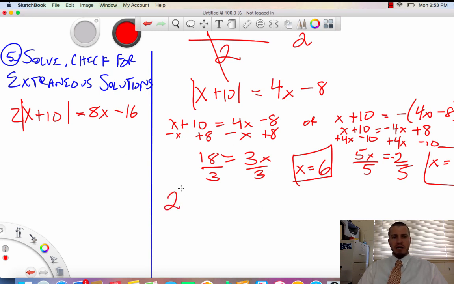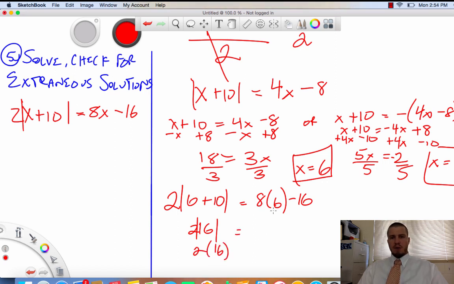So when I plug in 6, I have the absolute value of 6 plus 10 is equal to 8 times 6 minus 16. Well, 6 plus 10 is 16. Absolute value of 16 is 16. 8 times 6 is 48. 48 minus 16 is 32. 2 times 16 is 32. So 32 is equal to 32. That one works. So x equals 6 is a solution.